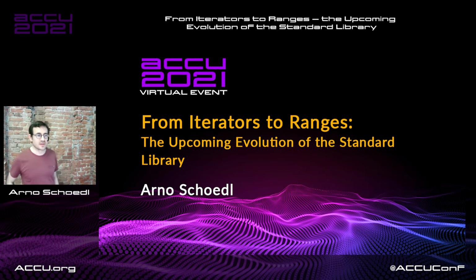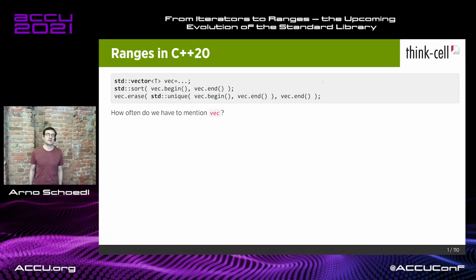Now, first of all, why do we use ranges? Well, here's the old style C++ code. You have a vector, you want to sort the vector, and what you need to do is pass in two iterators to the sort, the begin and the end. And let's say we sort, and then we want to erase all the duplicates. So again, you write sort vec begin end, and then you write unique begin end, and that returns an iterator. And then you need to erase the elements, and you need to, again, mention end.